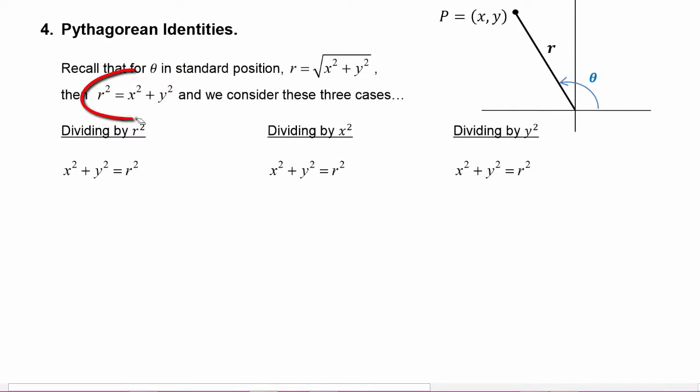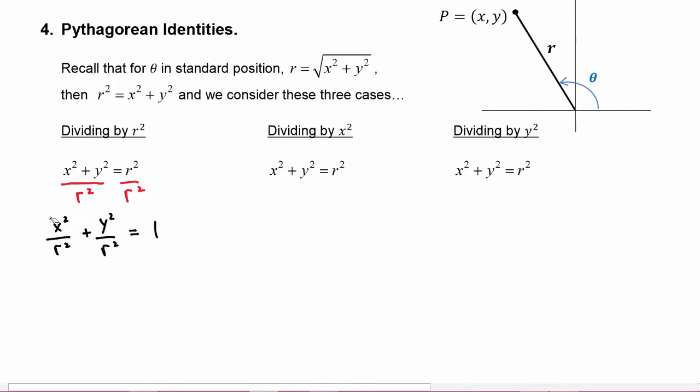So first, I'm going to take this and just write it in the reverse order, where I have the x squared plus y squared first, and then equals r squared. Now, we're going to be dividing the whole thing by r squared, meaning both sides have to get divided by r squared. So we've got x squared over r squared plus y squared over r squared is equal to 1.